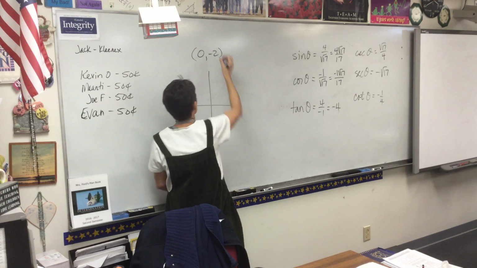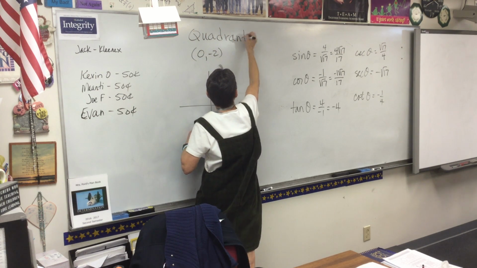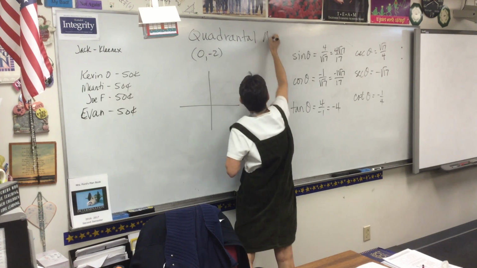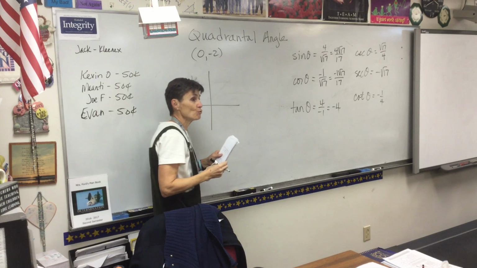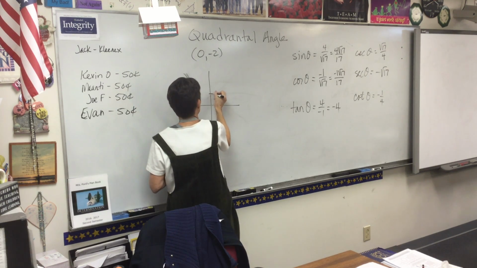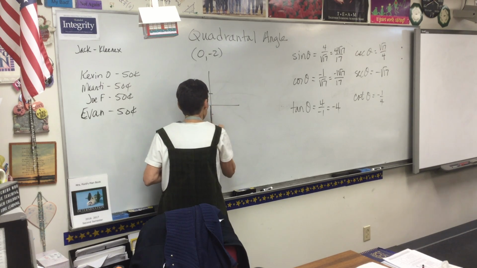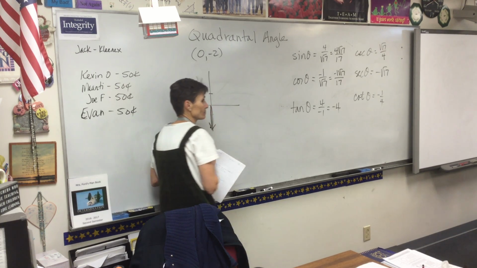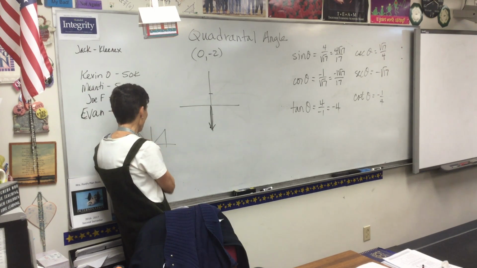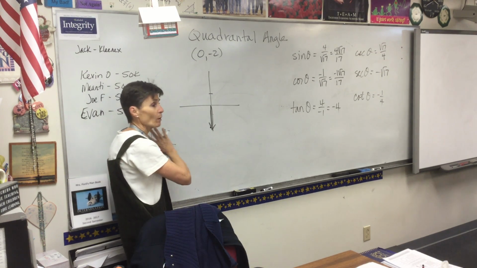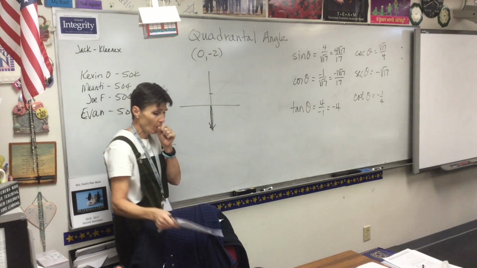It's called a quadrantal angle. And what that means is, when you try to draw the angle, it is on a quadrant line. It is not part of the butterfly bow tie. So everything we've learned won't work on this picture.